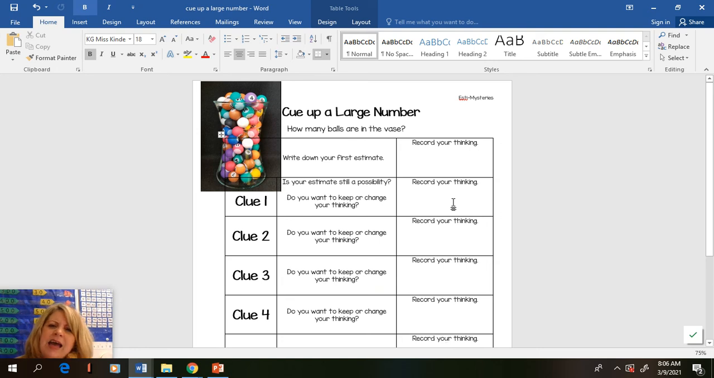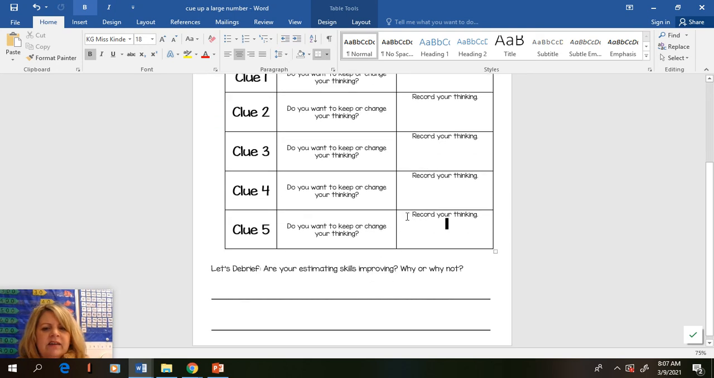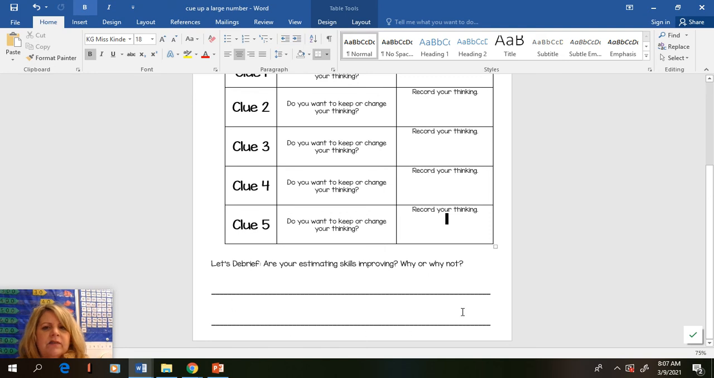Why do you think they might not be improving? Do you think you have to start estimating more? Do you have to estimate less? Do you have to do a more precise observation and look for groups? Think about all of that and write about it. Are your estimating skills improving? Why or why not?